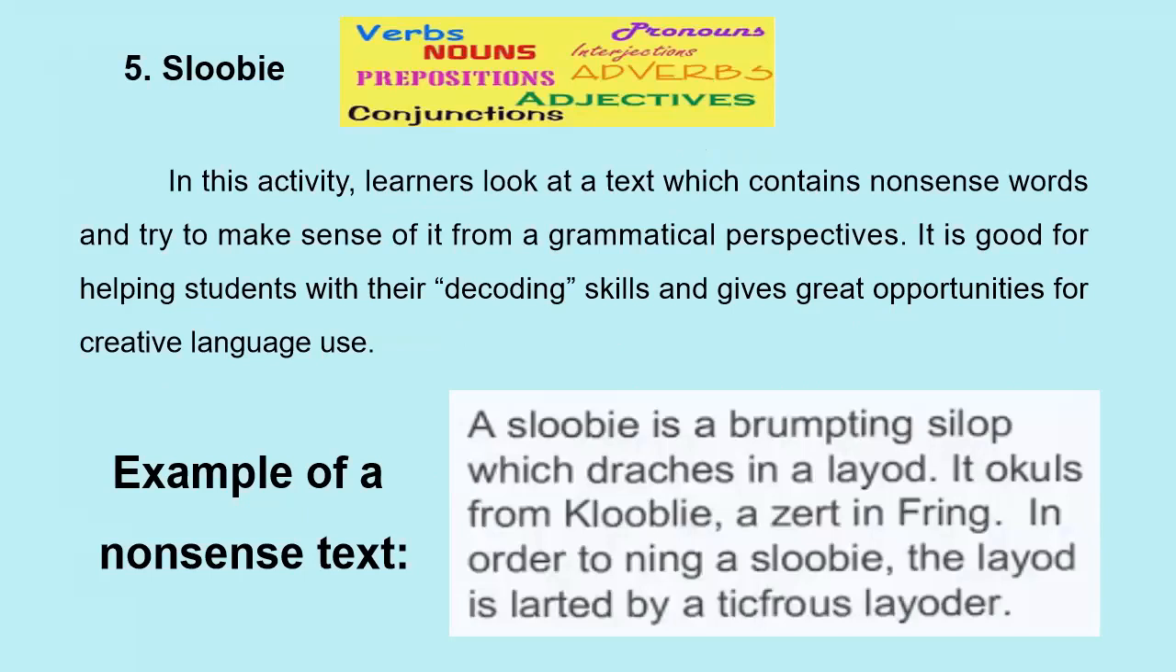So next we have slow B. In this activity, learners look at a text which contains nonsense words and try to make sense of it from a grammatical perspective. It is good for helping students with their decoding skills and gives great opportunities for creative language use. So here is an example of a nonsense text.